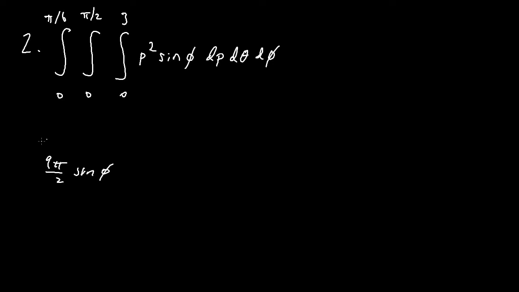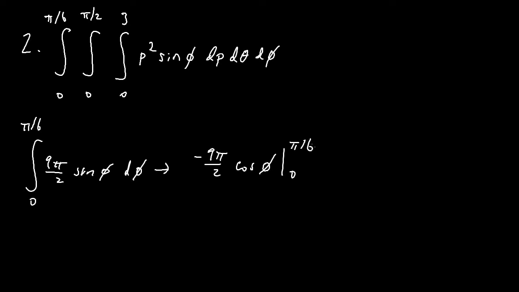So finally, let's evaluate the outer integral from 0 to pi over 6. This time we're going to integrate with respect to phi. So 9 pi over 2 is a constant, so the integral of sine of phi is going to be negative cosine. So we get negative 9 pi over 2 cosine of phi. Let's go ahead and evaluate from 0 to pi over 6. Now we get cosine of pi over 6 minus cosine of 0. Cosine of 0 is 1.